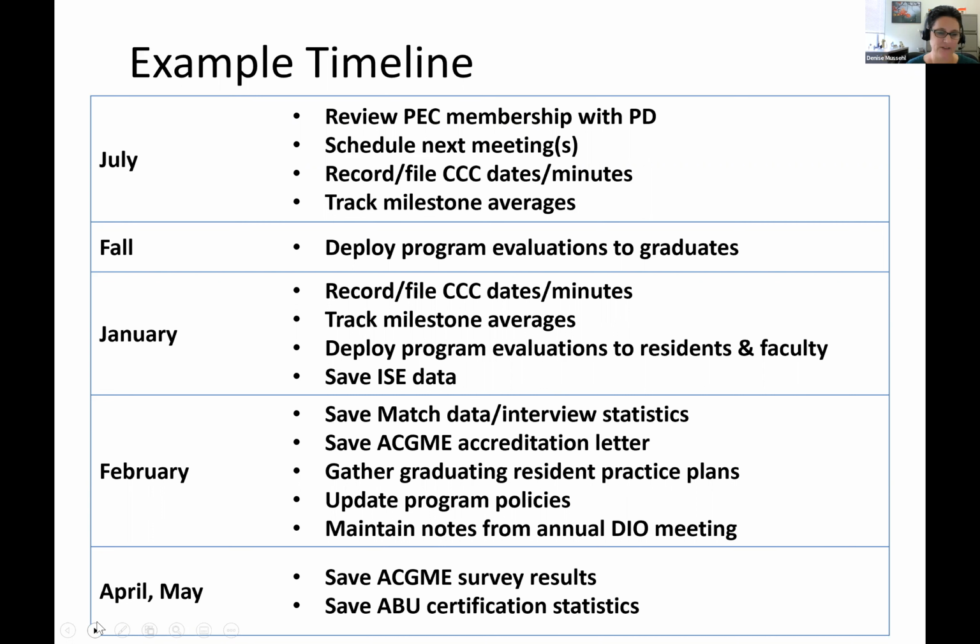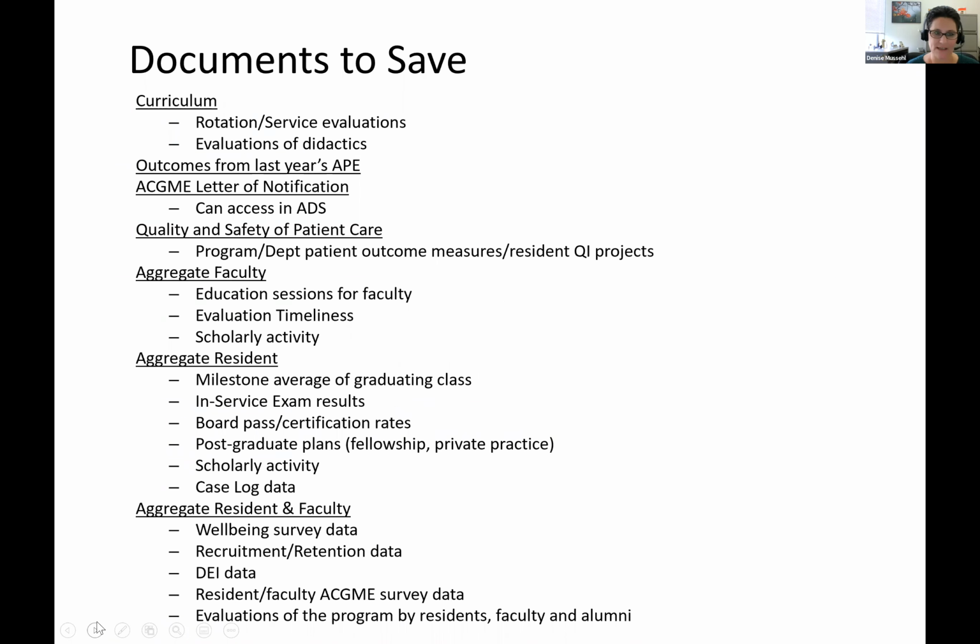And then on the next slide is just a really long list of the documents that I save. Again, very similar to what Lynn was talking about. When your notification letter comes to you from the ACGME, save it. Just save it in that file. You can locate it in ADS. It's there for you all the time, but then you don't have to log into it. It's just always in the folder for you. Same with your outcomes from last year's APE, any of your evaluations that you want to save. Like Lynn said, your scholarly activity out of your ADS. Just save as much of that information as you possibly can in a folder to help you at the end.